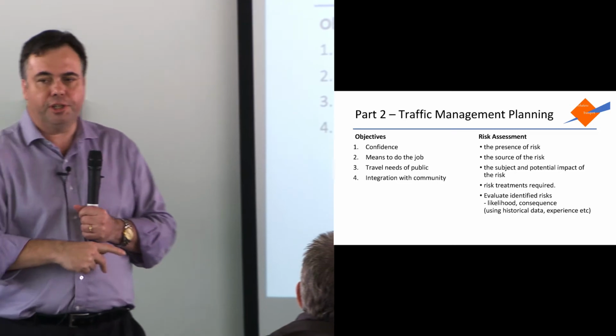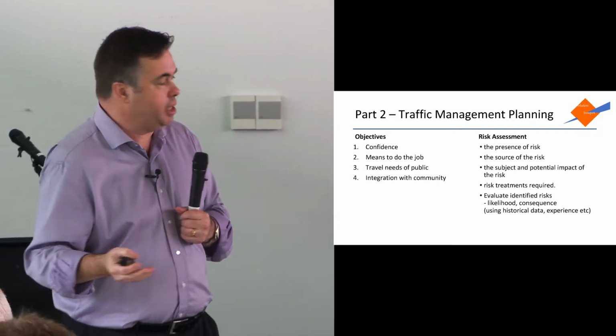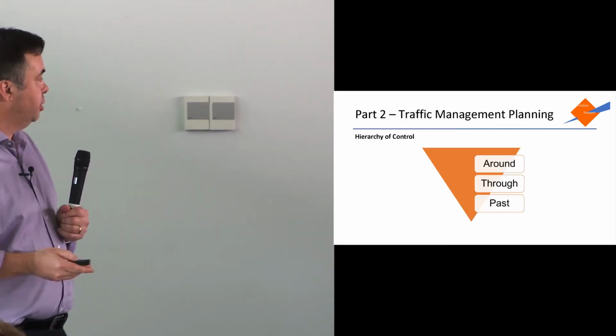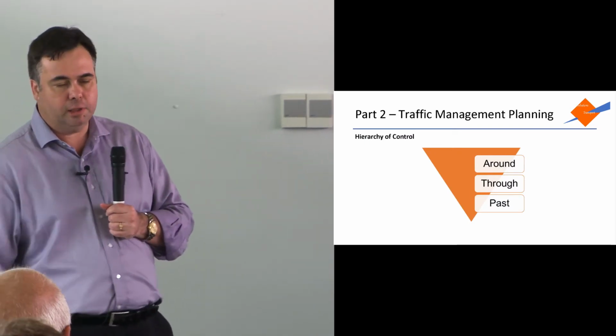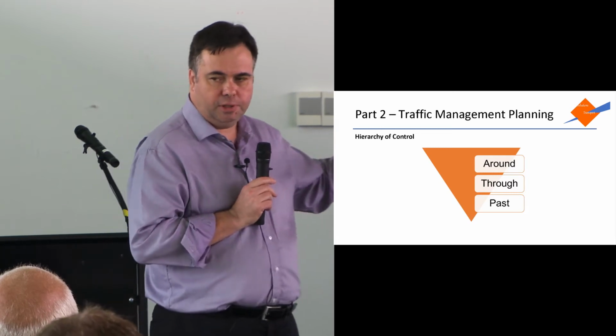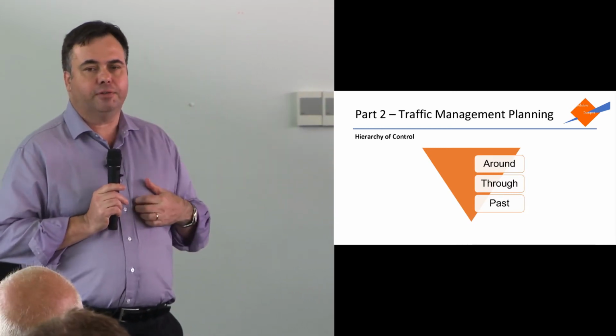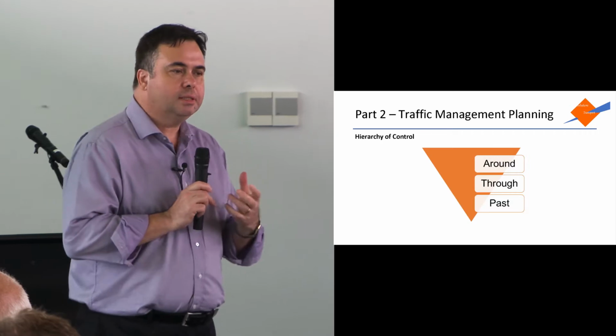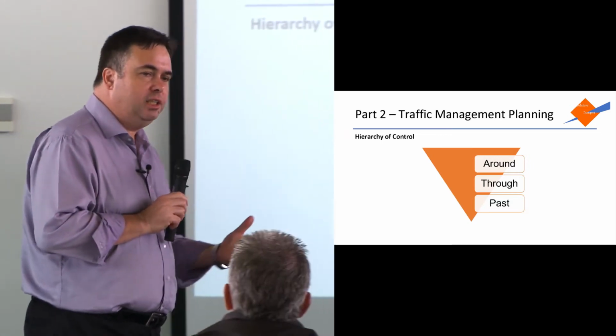So you need to find all these risks, what's the source of it, what's the likely impact on your job, and how you're going to deal with it. And that's what traffic management planning is about. You're going to see this diagram a couple of times through this presentation. It's the hierarchy of control. What is the best way to manage your risk?